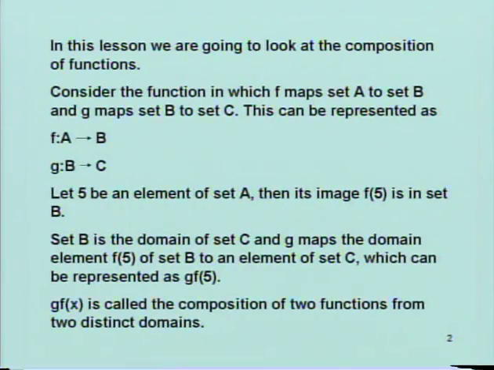Set B is the domain of g, and g maps the domain element f of 5 of set B to an element of set C, which can be represented as g f of 5. g f of x is called the composition of two functions from two distinct domains.